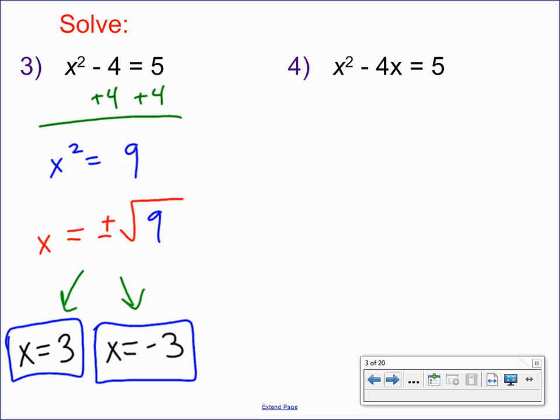Number 4. Why can't we solve number 4 by taking square roots? We just did with number 3, and it was easy cheesy. We got 2 answers. What's different about number 4 than number 3 that means I can't solve by simply taking square roots? Go ahead and quietly tell your partner and be ready to share your response with the whole class. What's different about it?